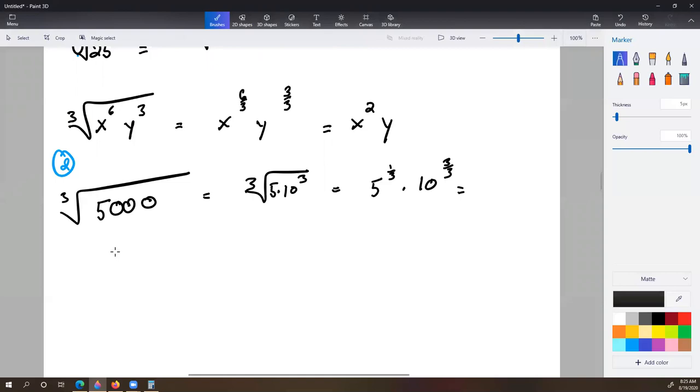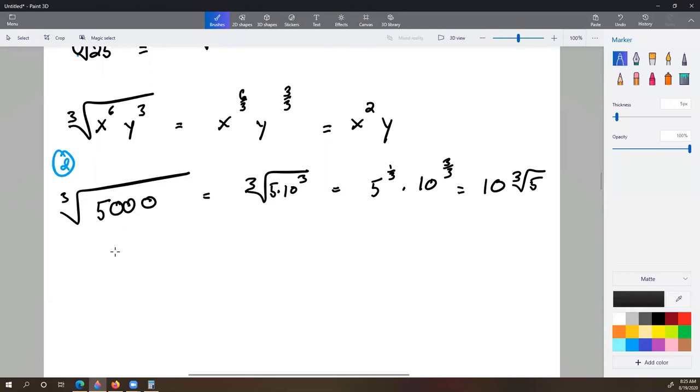Now, here's the thing. There's no nice way to write 5 to the 1/3 power. 5 does not have a nice cube root, so we're actually going to leave that thing behind. I'm going to talk more about this process later, but that is actually going to stay behind in the root because there's no way for me to make that a nice whole number.